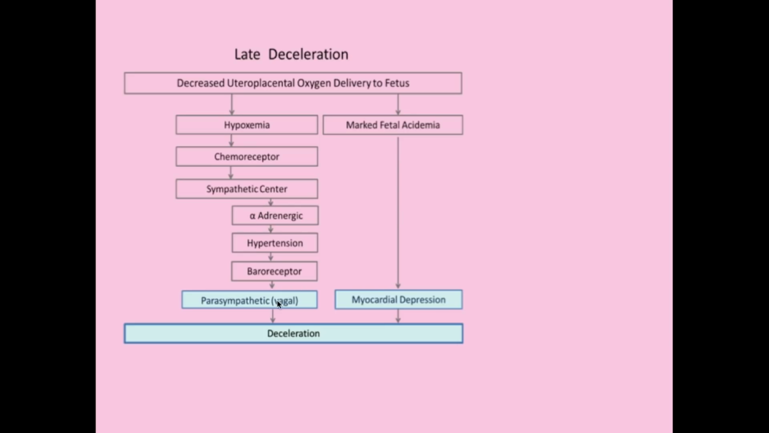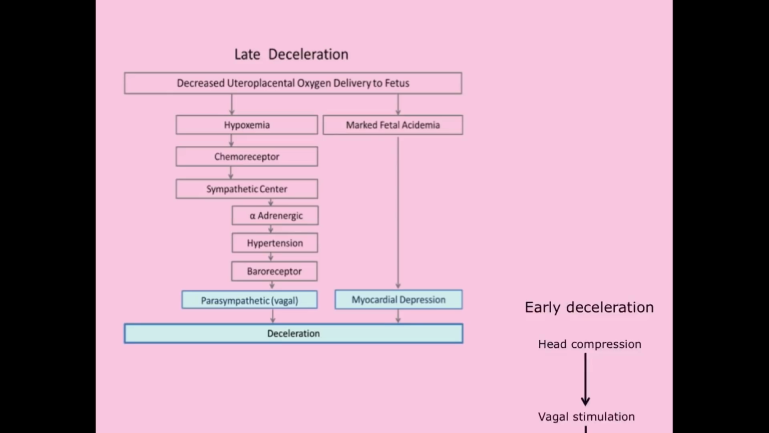It takes a long time for all this to happen. That's why it's a delayed process. It's a late deceleration. It doesn't happen right away when you get a contraction. It happens a while after. It takes time for you to become hypoxic. It takes time for you to become acidemic. So the deceleration is also going to be delayed.